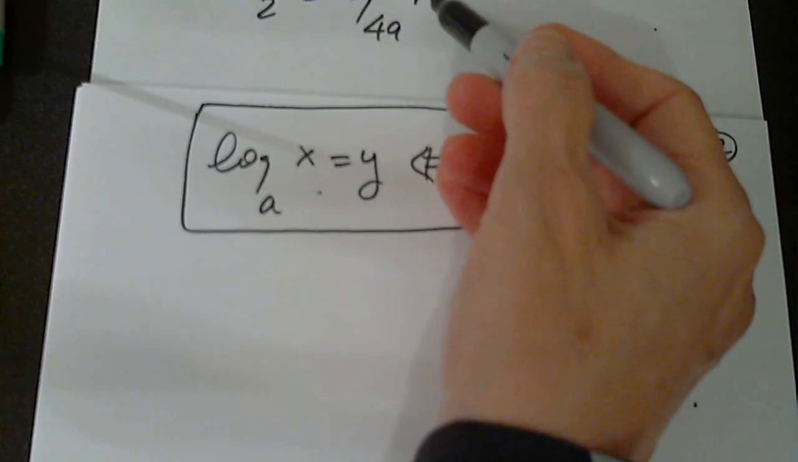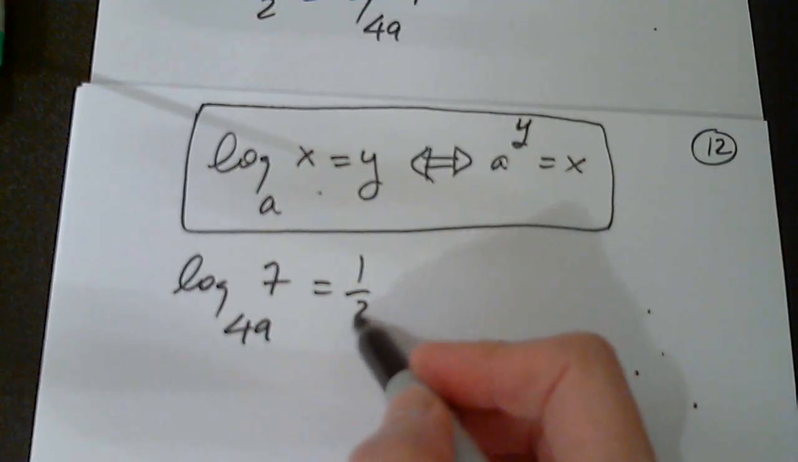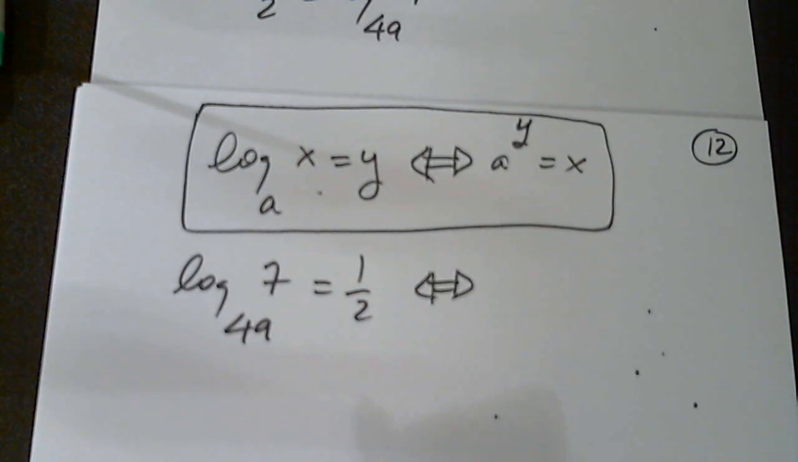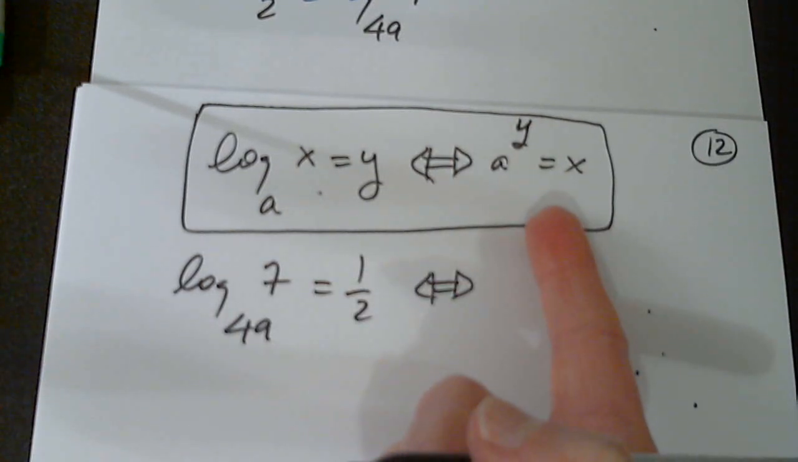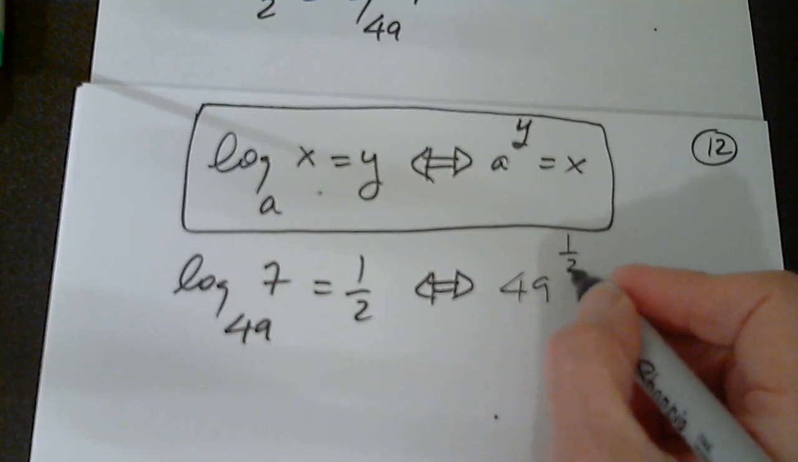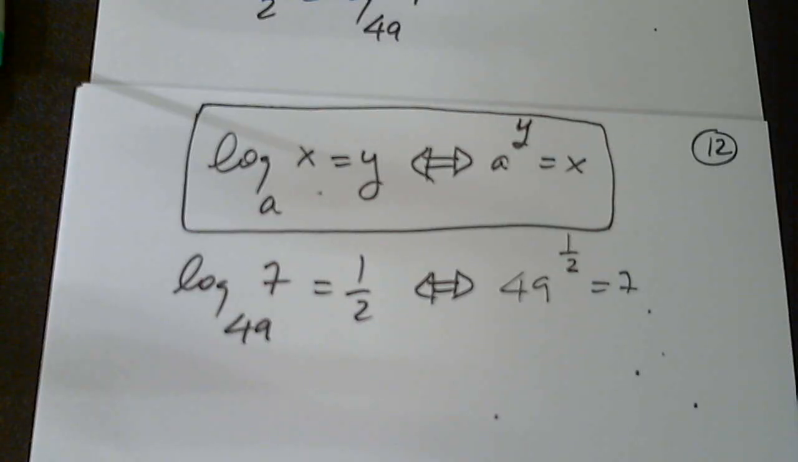Log base 49 of 7 equals 1/2. This raised to this equals that. 49 raised to 1/2 equals 7. Is it true? Yes. The square root of 49 is 7. Is this okay? Yes. Perfect.